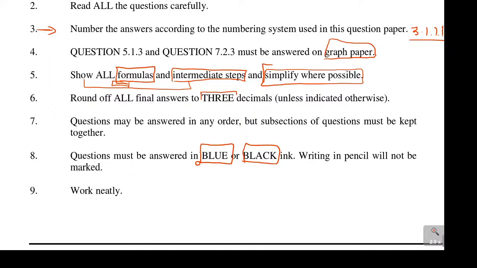And then when you're drawing, you can draw with a pencil. Please don't write with a pencil because they will not mark that. That's why it says writing in pencil will not be marked, because it is assumed it is rough work. So please ensure that everything you're writing is in blue or black. If you want to draw your sketches in blue or black, that's also fine. They won't penalize you, but you can draw your sketches in a pencil. Whenever there is writing, not drawing, not sketching, it must not be in pencil. And then write neatly. Don't be clumsy with your work. Try to be as neat as possible.